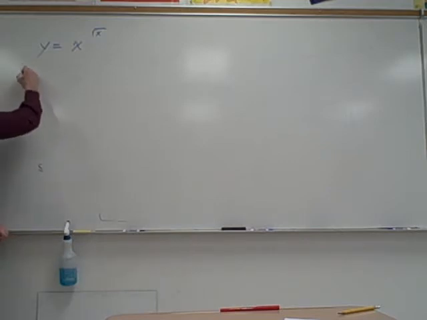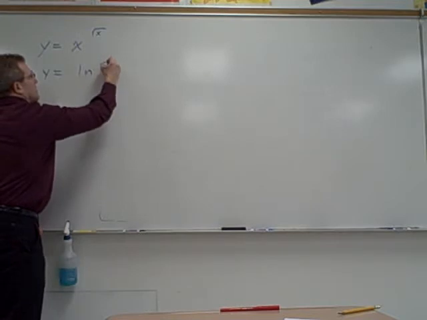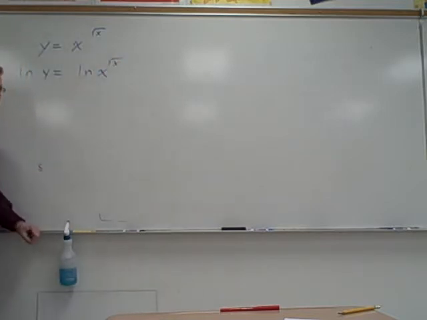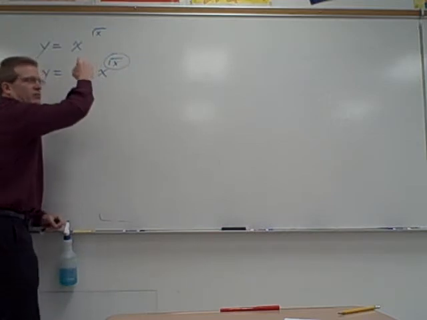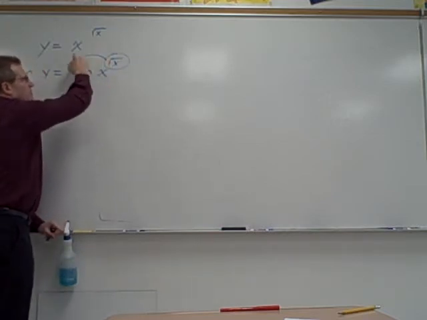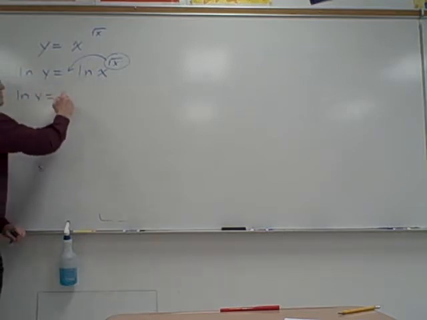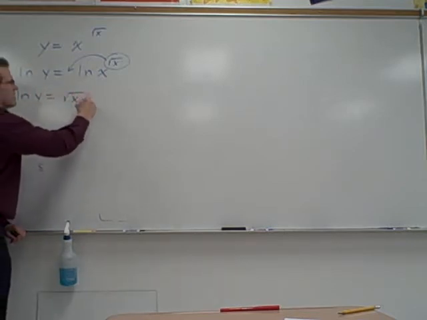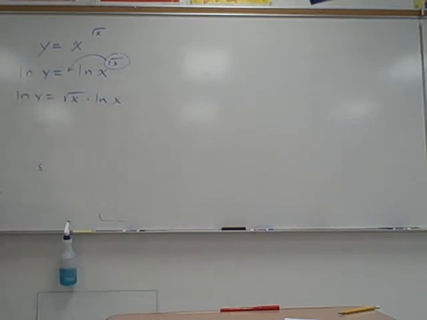And all you do is you take the natural log on both sides. That's your first step. Again, you use this technique when you see a variable in the base and the exponent. That allows you to use the logarithm rule, so you can take that exponent and move it out front. So now you have natural log of y equals the square root of x times the natural log of x. I haven't done the derivative yet, I've just used a logarithm rule.